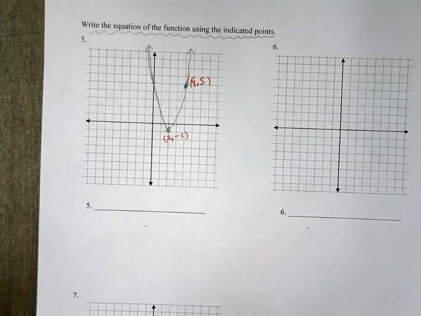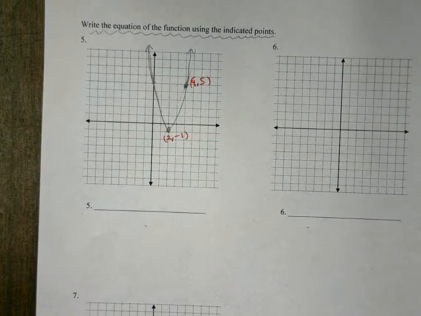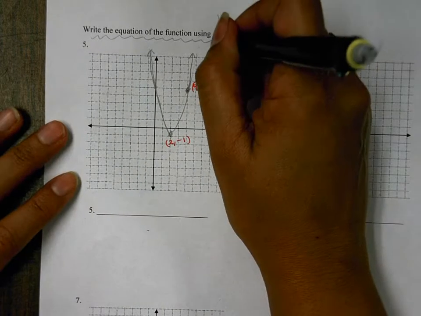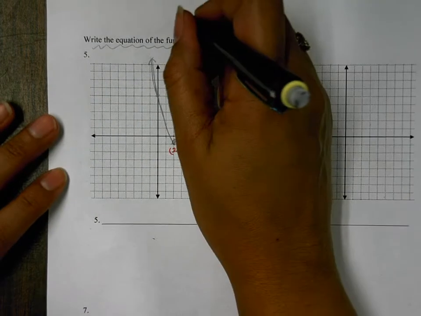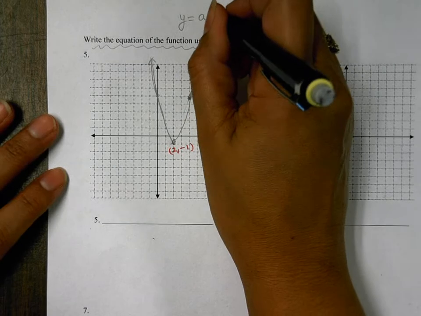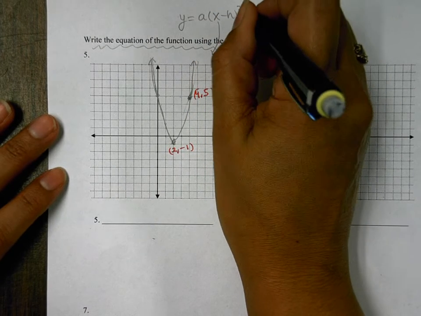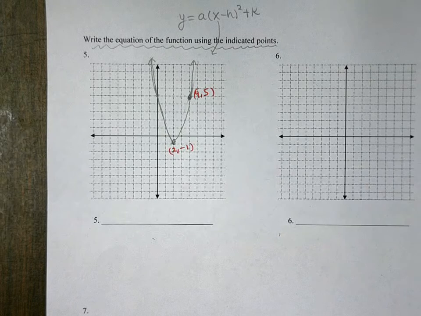All right, how do we come up with the equation? Now here, remember from Math 2, your teachers taught you this: y equals a times the quantity of x minus h squared plus k. And do not say no, they didn't, because they did.